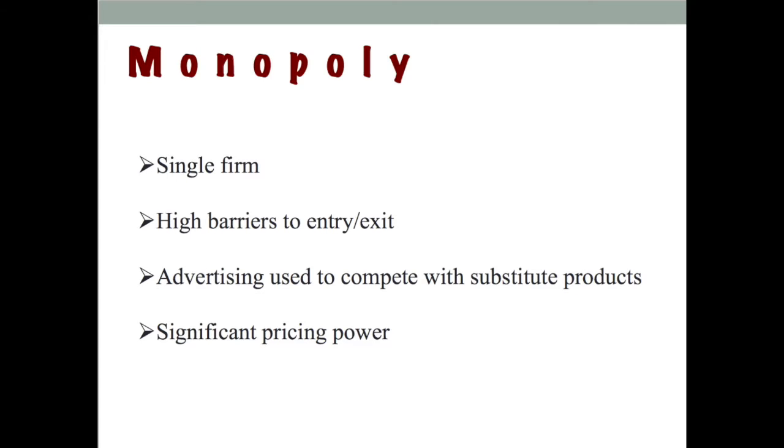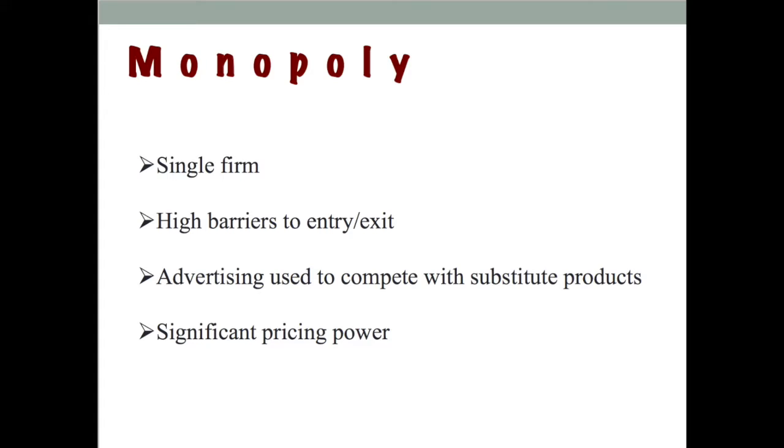The last market structure is monopoly. A monopoly market is characterized by a single seller of all products with no close substitutes. This fact alone means that the firm faces a downward sloping demand curve, and it has the power to choose the price at which it sells its product.